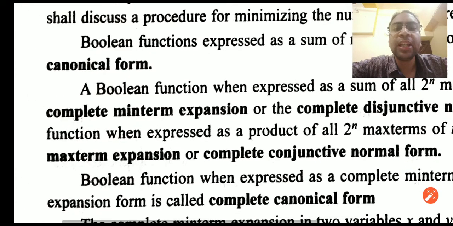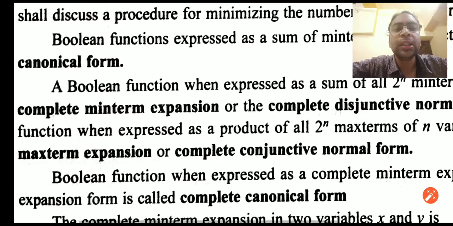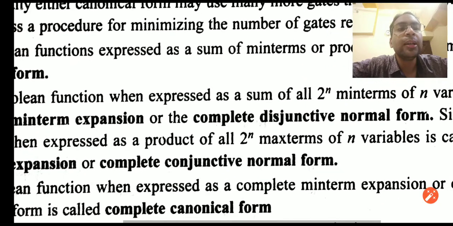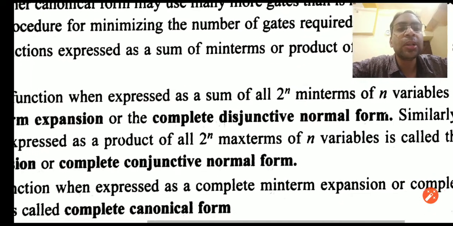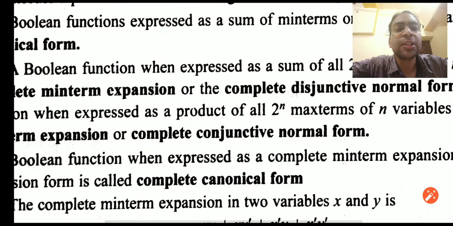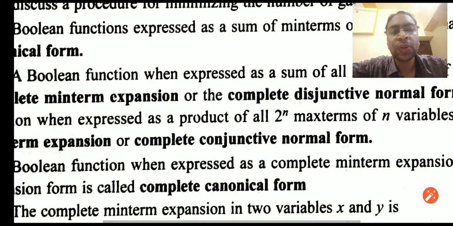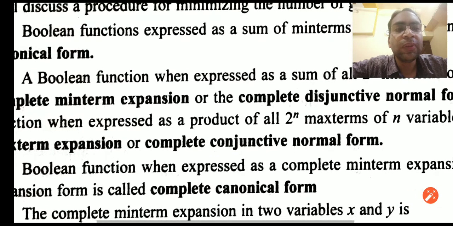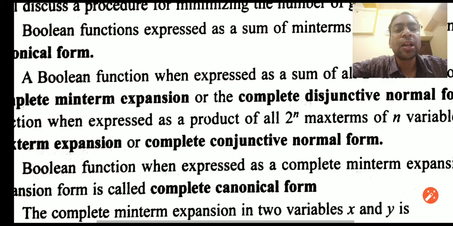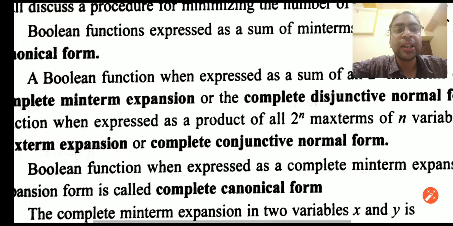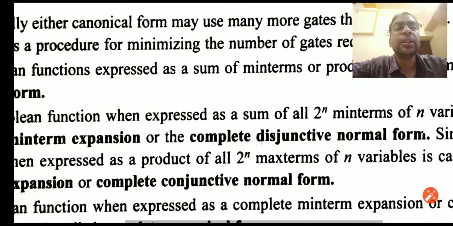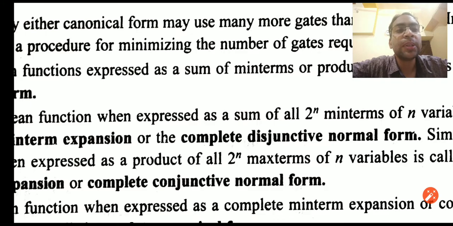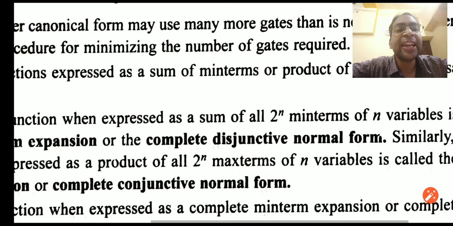Similarly, if we replace the minterm with the max term, that means if a function is expressed as a product of all 2 to the power n max terms of n variables, then it is called the complete conjunctive normal form. So we have two normal forms. One is the complete disjunctive normal form, and the other is the complete conjunctive normal form. The difference is that in the first, the complete disjunctive, the expression is the sum. Mind it, the expression is the sum of all 2 to the power n minterms.